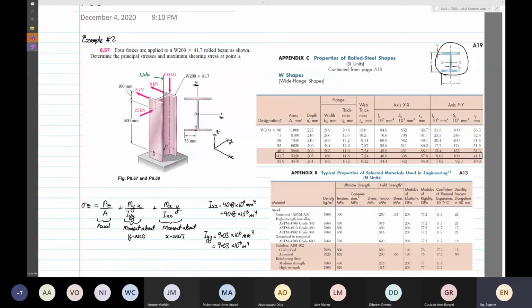The next thing we know is our area. The area given is equal to 5320 millimeter squared. So this will be equal to 5320 times 10 to the power minus 6 meter squared. Why times 10? Millimeter is times 10 to the power minus 3, and then it's squared, so times 10 to the power minus 6. That's how we do it. So that is done.